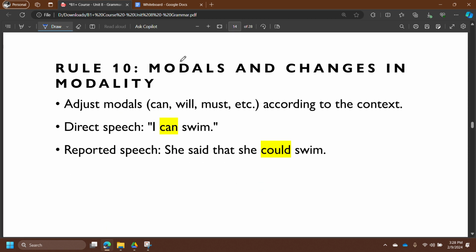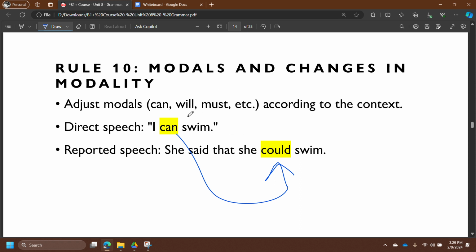And rule number 10, modals and changes in modality. So let's talk about it. We can adjust modals like can, will, and must, etc., according to the context. For example, direct speech is I can swim, and the reported speech becomes, she said that she could swim. So again, it's kind of doing the same thing. It does move back, so it's what we call back shifting.